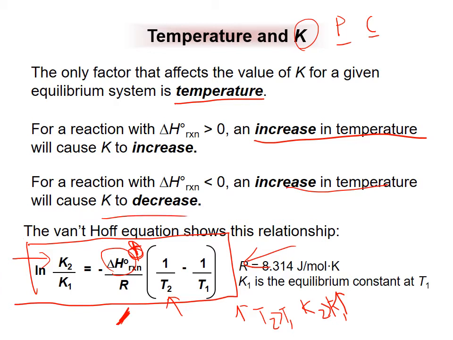Similarly, if delta H is negative, according to this equation, increased temperature will decrease K. Again, the Le Châtelier principle says increased temperature will go in the endothermic direction. So if the reaction is exothermic, then its reverse reaction will be endothermic. So increased temperature favors the reverse reaction, which decreases the product, decreasing K.